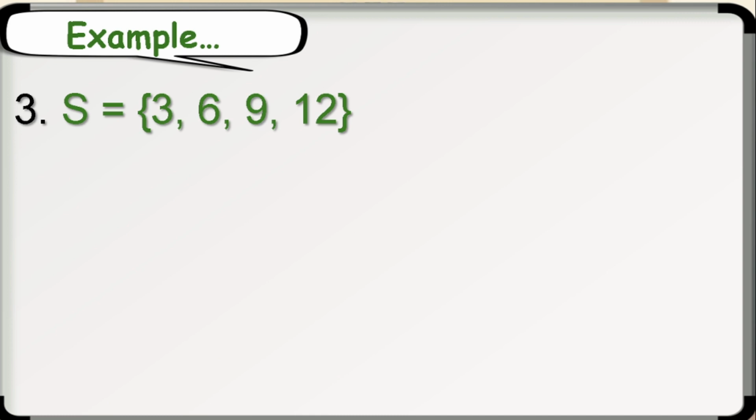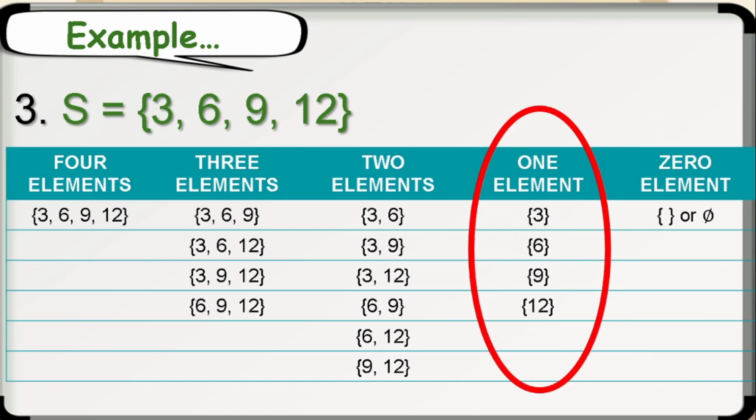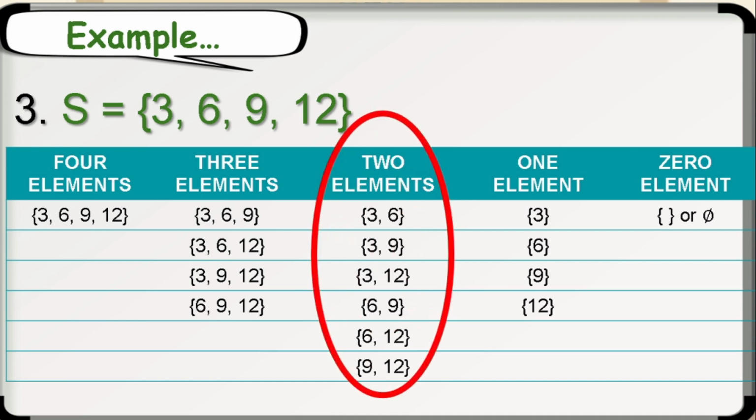Let's now list all the subsets. First, the zero element or the empty set. Next, only one element. These are 3, or 6, or 9, or 12. Other subsets are the combinations of two elements. We have 3 and 6, 3 and 9, 3 and 12, 6 and 9, 6 and 12, 9 and 12.